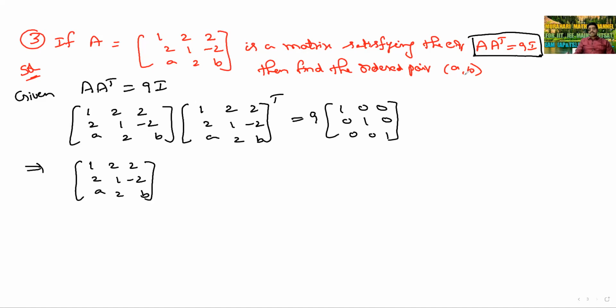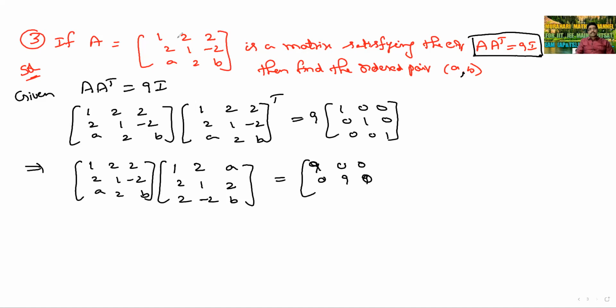But our target is the values of A and B. The transpose of this matrix is: the first column becomes the first row, 1, 2, A; 2, 1, 2, and the second column becomes the second row, the third column becomes the third row. So 9 multiplied with every element of the identity matrix gives 9, 0, 0; 0, 9, 0; 0, 0, 9.